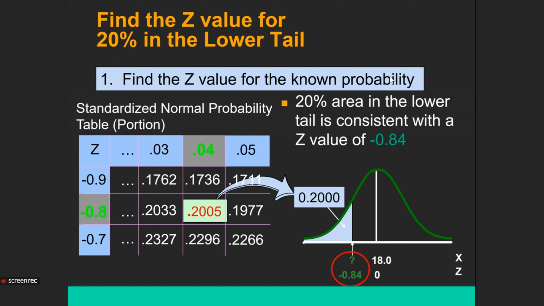So, the first thing is to find the z-value for the unknown probability. And when you look at the standard normal distribution table, you realize that our 20%, after you have sketched this particular curve, will fall to the lower tail of our curve. How did we arrive at 0.2?